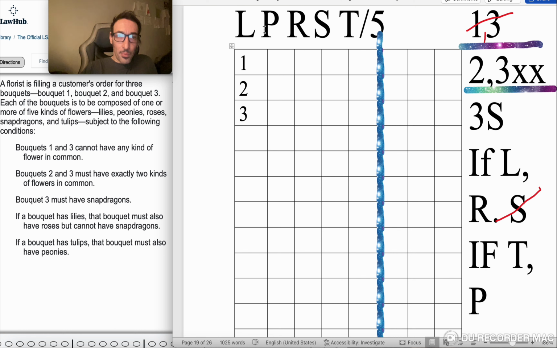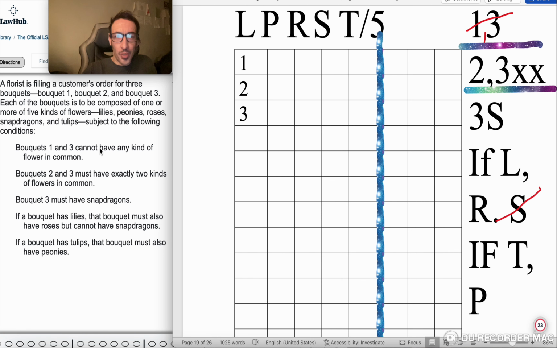I set it up with just the initial letters, L, P, R, S, T, taking on each letter a full meaning of the name. So R would be for roses, S would be for snapdragons. I put the number off to the side just to be more clear that it's only going to be 5 variables. Let's start off with the first condition.